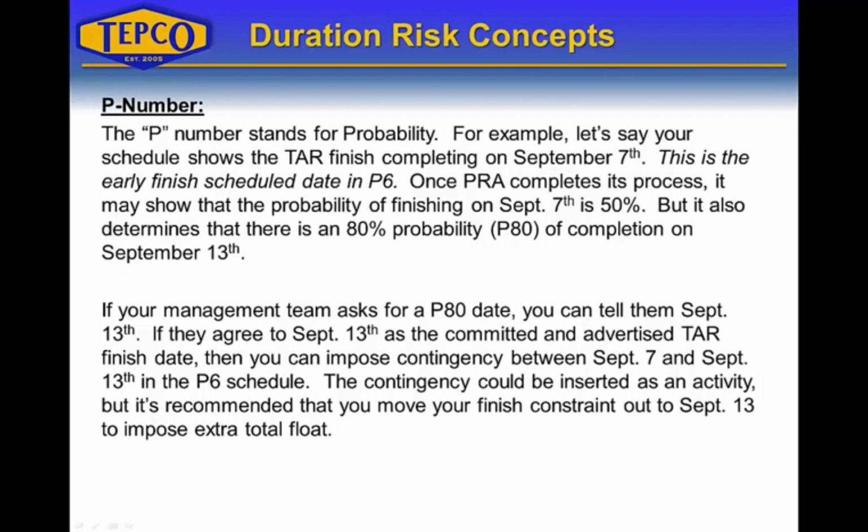to that as their committed target, then you can impose contingency between September 7th and September 13th in the P6 schedule. You could insert this contingency as an activity, but it's also recommended that maybe you just use a constraint on your finish milestone. Move that finish milestone out to September 13th, which will impose extra total float.